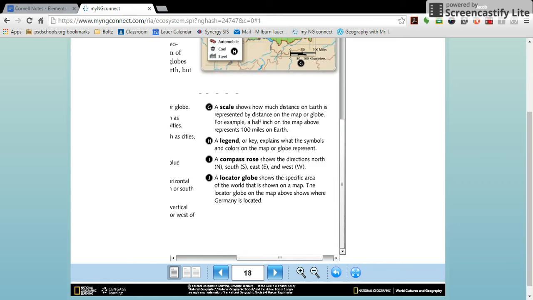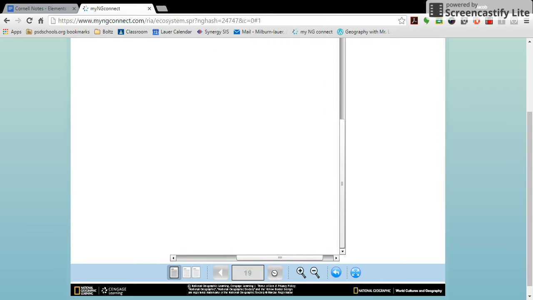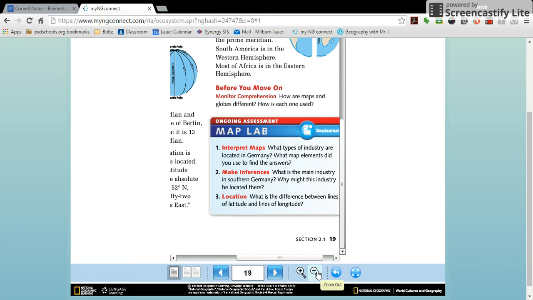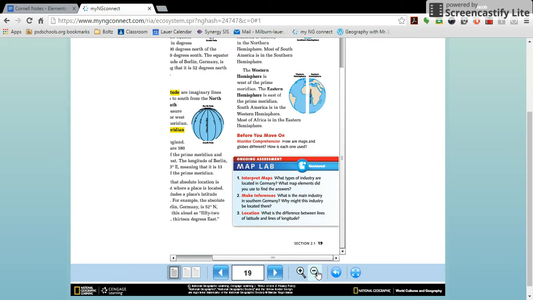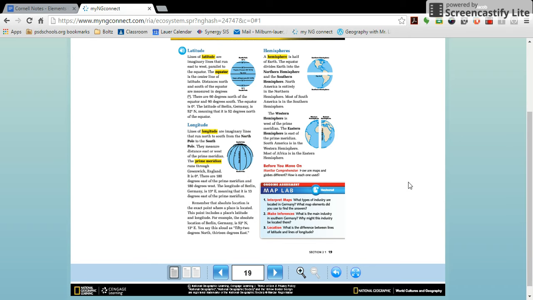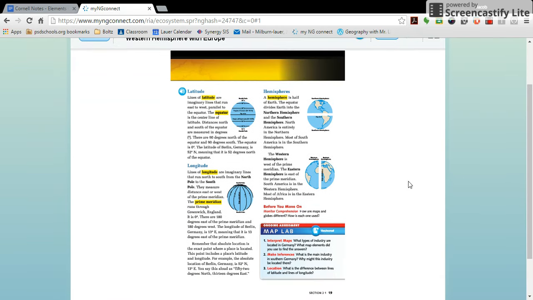When we finished the last section, we had just finished talking about a locator globe, which was the end of page 18. So we need to get to the next page. The easiest way to do that is just press this blue arrow button right down here. That'll take us to page 19, although I have to zoom out for us to see it a little bit better. So there's page 19. Or, of course, if you're reading in a book, you can just turn the page.